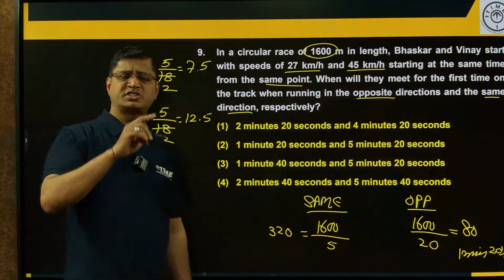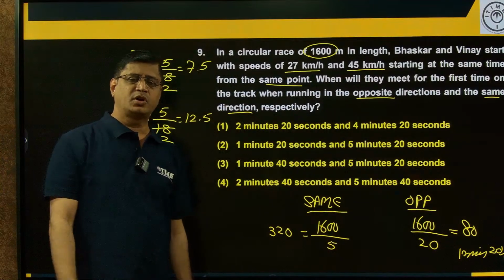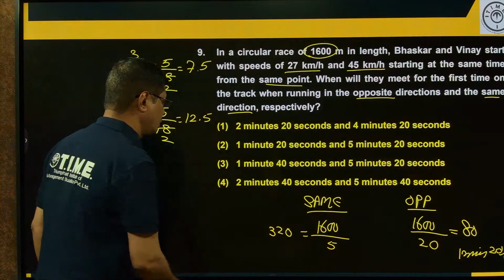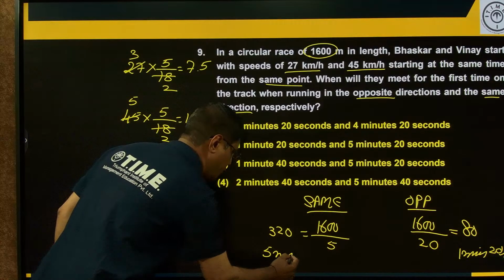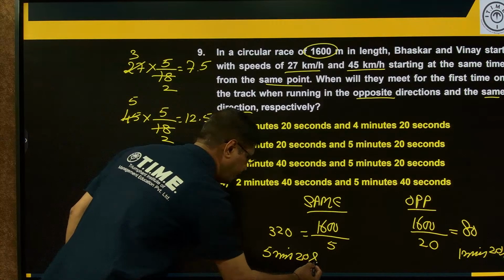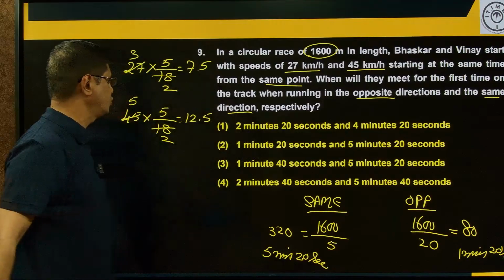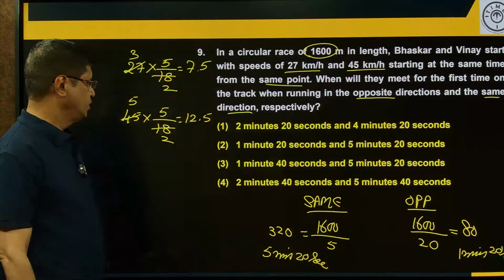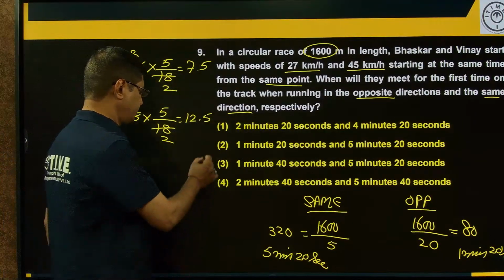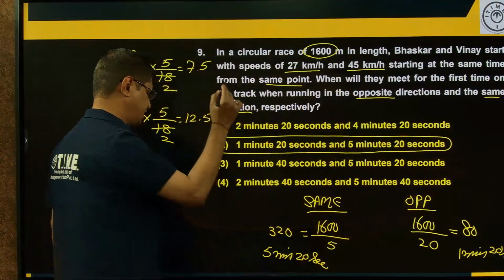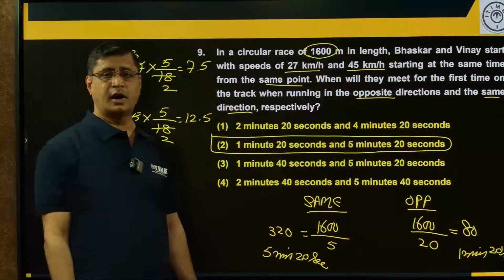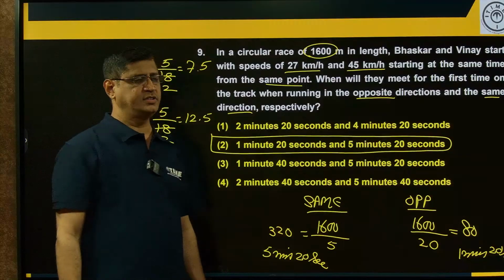1 minute is equal to 60 seconds. 5 times 60 is 300. So 5 minutes 20 seconds. Now just mark the choice here. What are the options? 1 minute 20 seconds and 5 minutes 20 seconds. The right answer is option number 2. Second choice is the right answer.